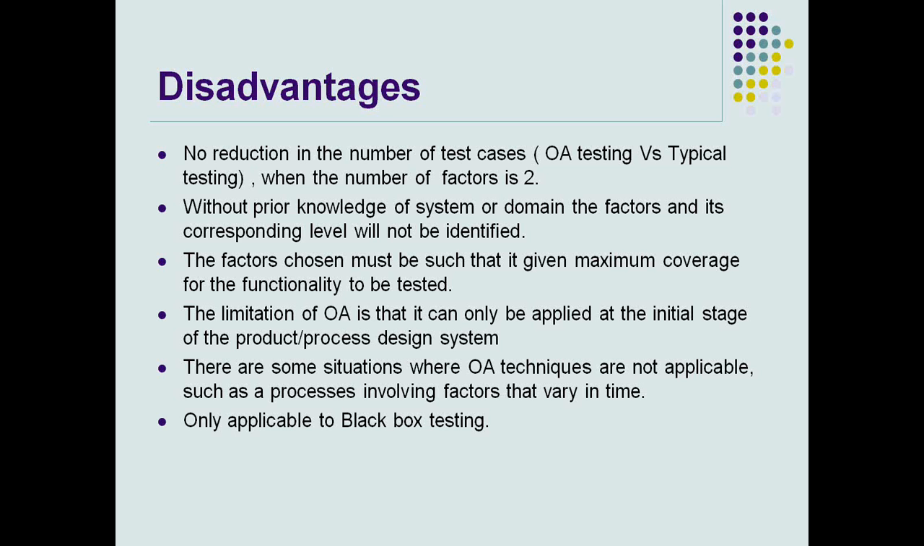The user should also have at least some knowledge of the system or domain, wherein the factors and their corresponding levels are concerned. You should always have some prior knowledge. Without that, you will not be able to find out the levels and factors. The factors chosen must be such that they give maximum coverage of the functionality to be tested. And the limitation of OA is that it can only be applied to the initial stage of the product, process, or design phase.